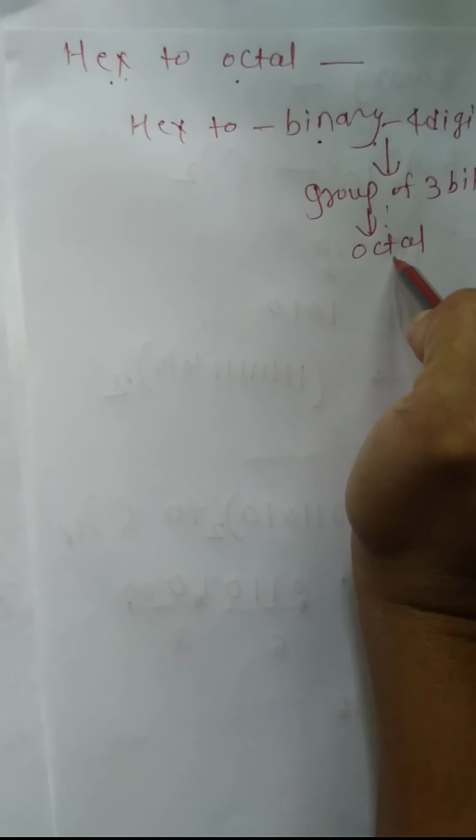Next conversion is hex to octal. In this hex to octal conversion, the hex number is first converted to binary, 4 bits per digit. Then the 4-bit binary digits are grouped into groups of 3 bits, and each group of 3 bits is represented as an octal digit.